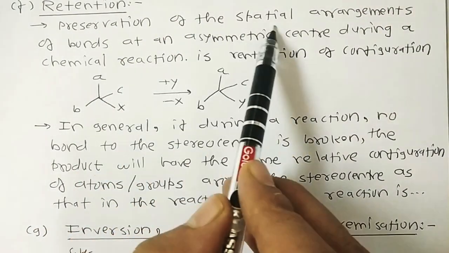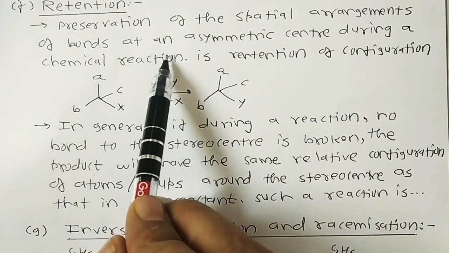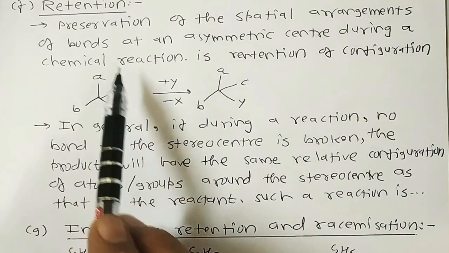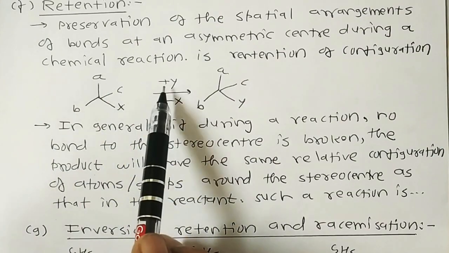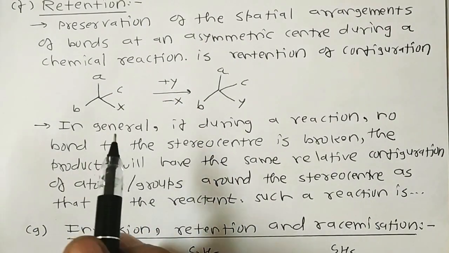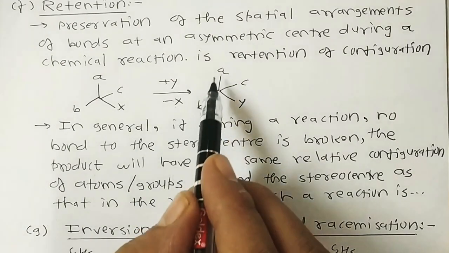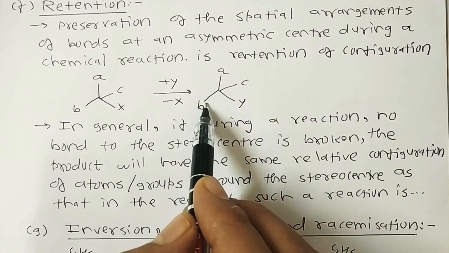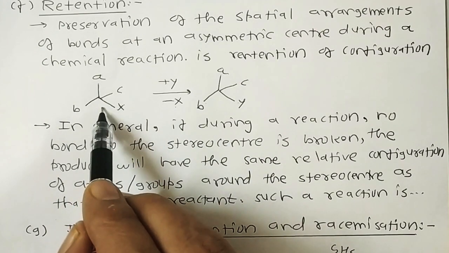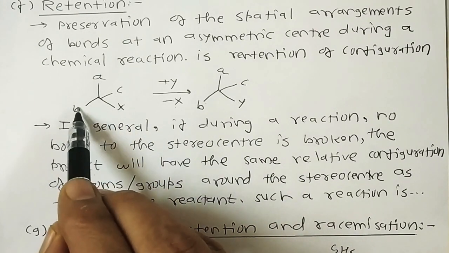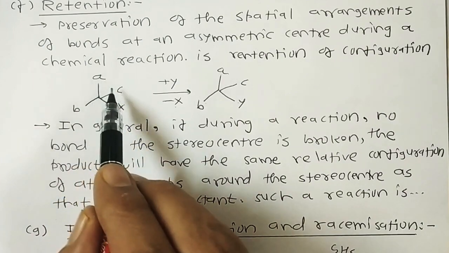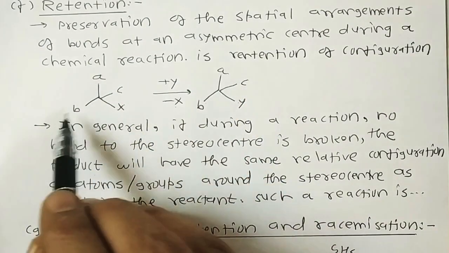In other words, preservation of the spatial arrangement of bonds on an asymmetric center during a chemical reaction is retention of configuration. So I have one particular molecule. If I have a displacement reaction, plus Y and minus X, it means that A, C, Y and B, so there is a replacement of X by Y. But mind well, in these reactions retention of configuration occurs, because the relative configuration of B, A, C, going clockwise, is the same both in reactant and in the product.